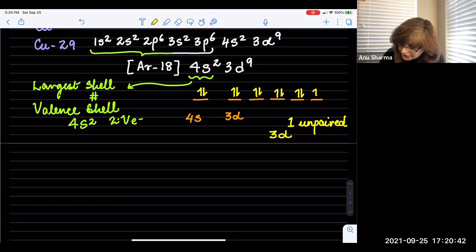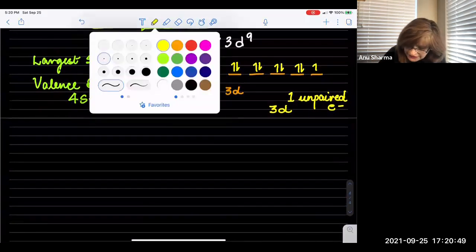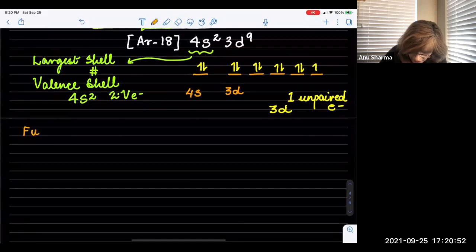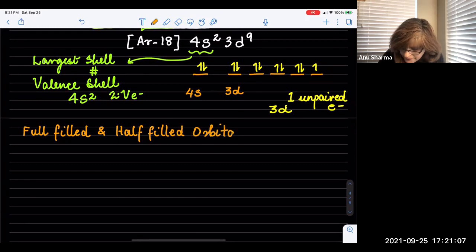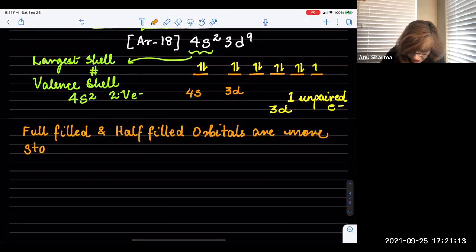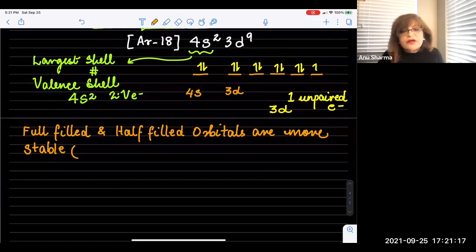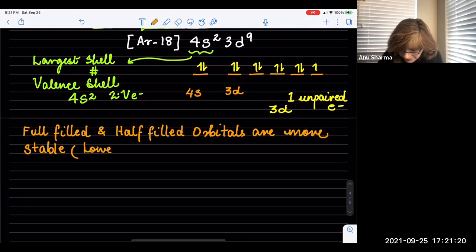So one unpaired electron is kind of causing problems. What does that mean? It means there is Hund's rule, which says that fulfilled and half-filled orbitals are more stable. Always remember that. So what happens when we talk about stability? Stable means non-reactive, means lower energy state. So stable means lower energy state or non-reactive.